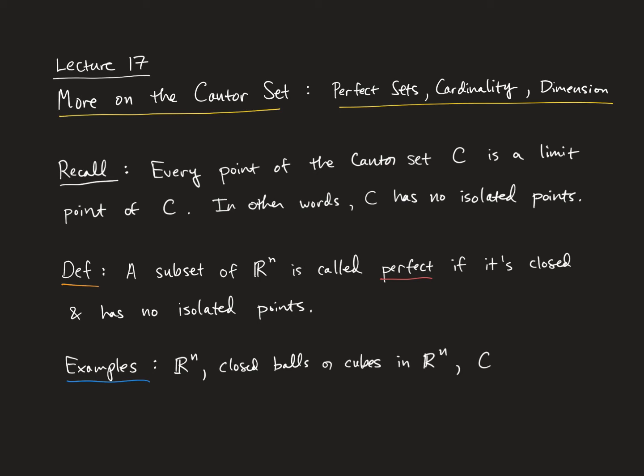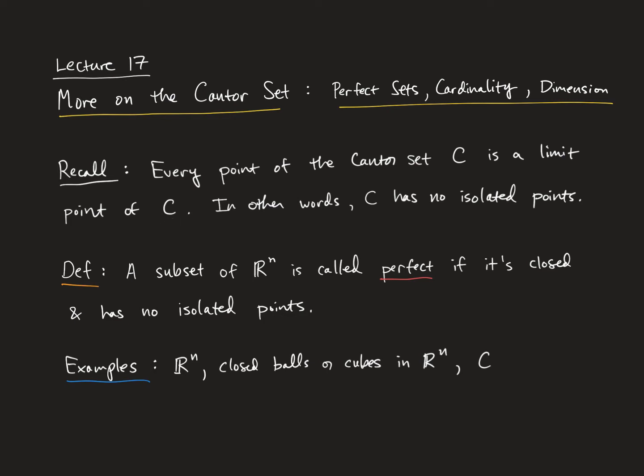So in this lecture, we're going to talk more about the Cantor set. Picking up from last time, recall that every point of the Cantor set is a limit point of the Cantor set. Last time we showed that every point was a limit point of the set of endpoints of the closed intervals that we use to construct the Cantor set. And those endpoints are in the Cantor set themselves. So in fact, every point of the Cantor set is a limit point of a countable subset of the Cantor set.